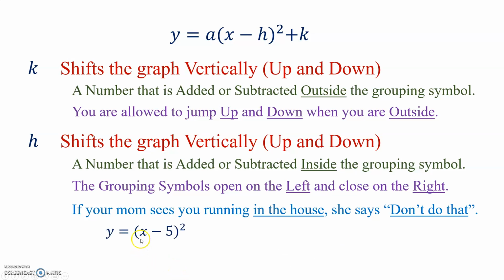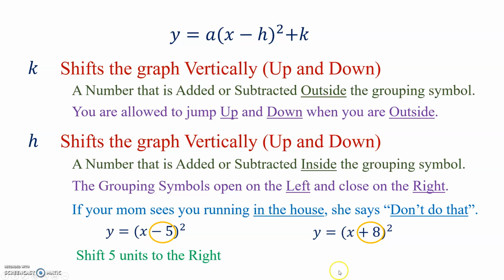Here's an example. I've got stuff on the inside. You see the -5, which makes you think you should go left, but you don't do that. You actually go to the right. Another example, again on the inside. You see the +8. You might think you would go right 8, but you don't do that. You actually go 8 units to the left.